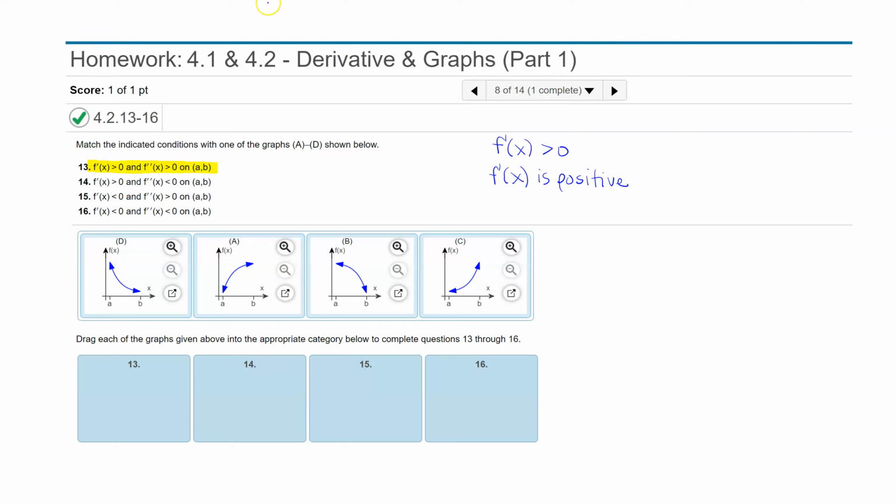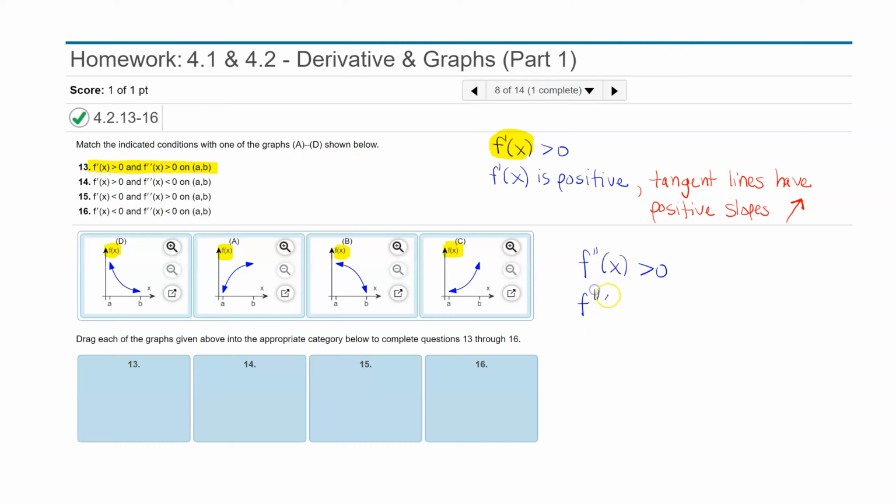And I can look here on the graphs provided for me. They're all graphs of f of x. That's the original function. So f prime of x is describing the tangent lines on those graphs. And if f prime of x is positive, that means my tangent lines have positive slopes. So if I drew an arrow, a tangent line, it might be pointing up. Okay, now, it's also telling me that my second derivative, f double prime of x, is greater than 0.